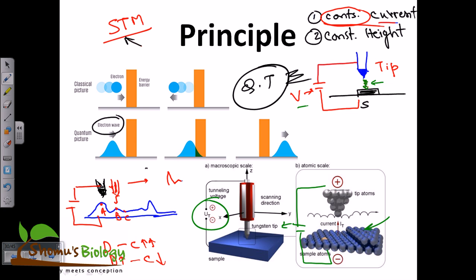In this way we can actually construct this image by looking at the detector, kind of a similar image to what we see in case of the sample. That's how we can detect using the constant current.